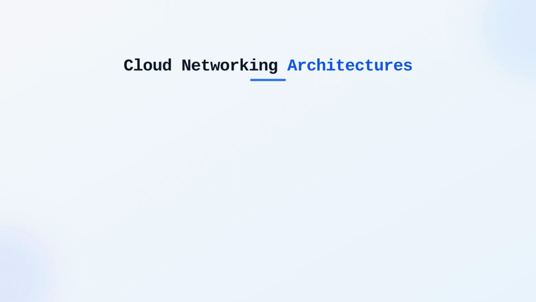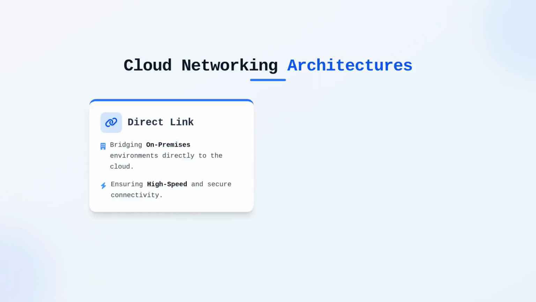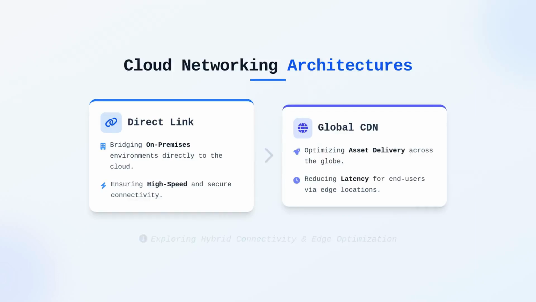Welcome back to our exploration of cloud networking architectures. In this session, we investigate how you can bridge on-premises environments with the cloud via Direct Link and how you can optimize asset delivery globally using content delivery networks.